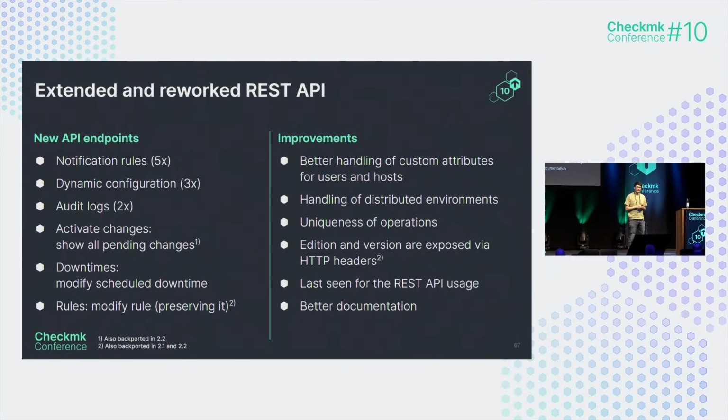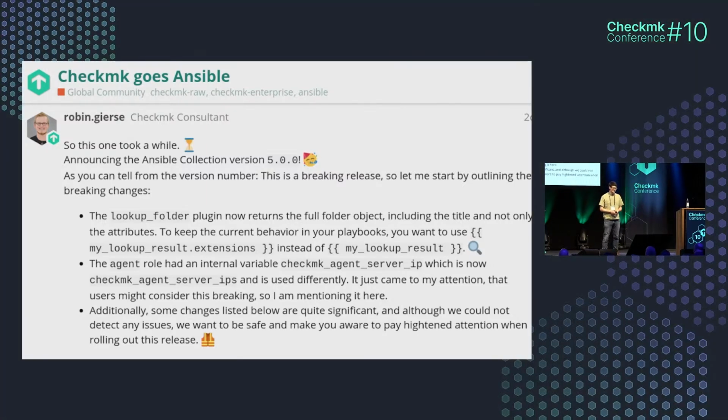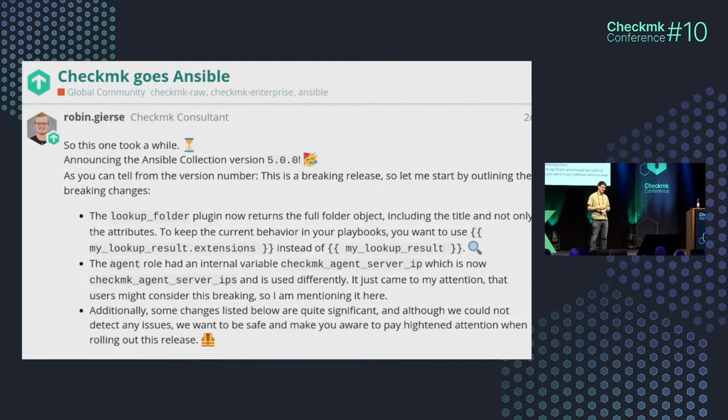One example for the use of the REST API is the Ansible collection. And I think we have a little anniversary to celebrate. Version 5.0.0 was released, I think, on Monday this week. It's the project which really utilizes the REST API. It's a community project which is driven by a couple of colleagues of mine, especially by Robin, by Max, and by Lars. Thank you for creating this project and putting all your heart into it and driving it.